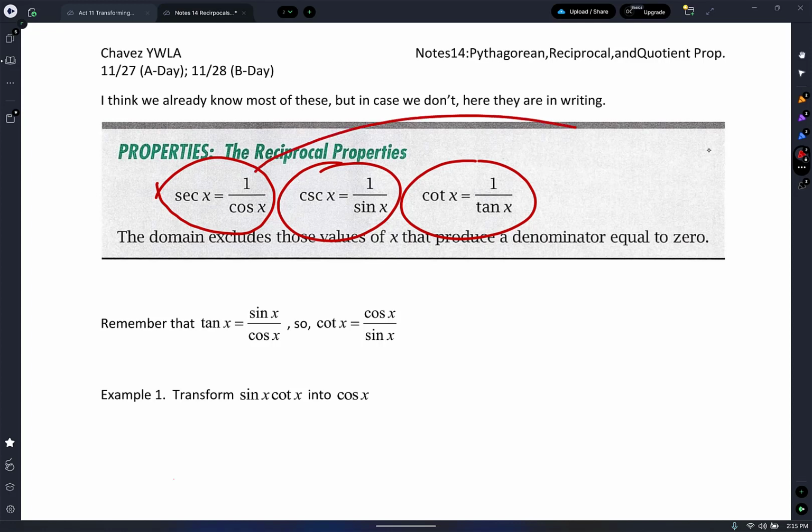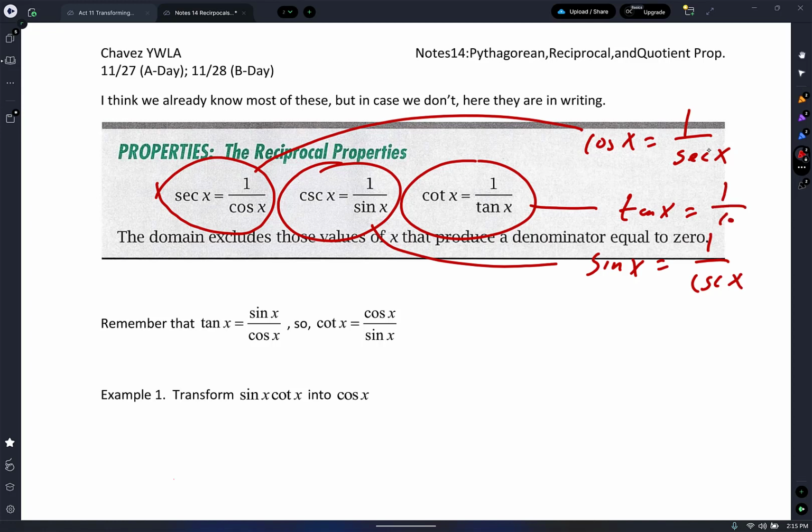So make sure, since they're reciprocal properties, we also know that cosine x is equal to 1 over secant x, because that's the same thing, they're reciprocal properties. Sine x is equal to 1 over cosecant x, and tangent x is equal to 1 over cotangent x. And then remember, guys, anytime you multiply by the reciprocal, you're just going to get 1, right? Because it makes sense.